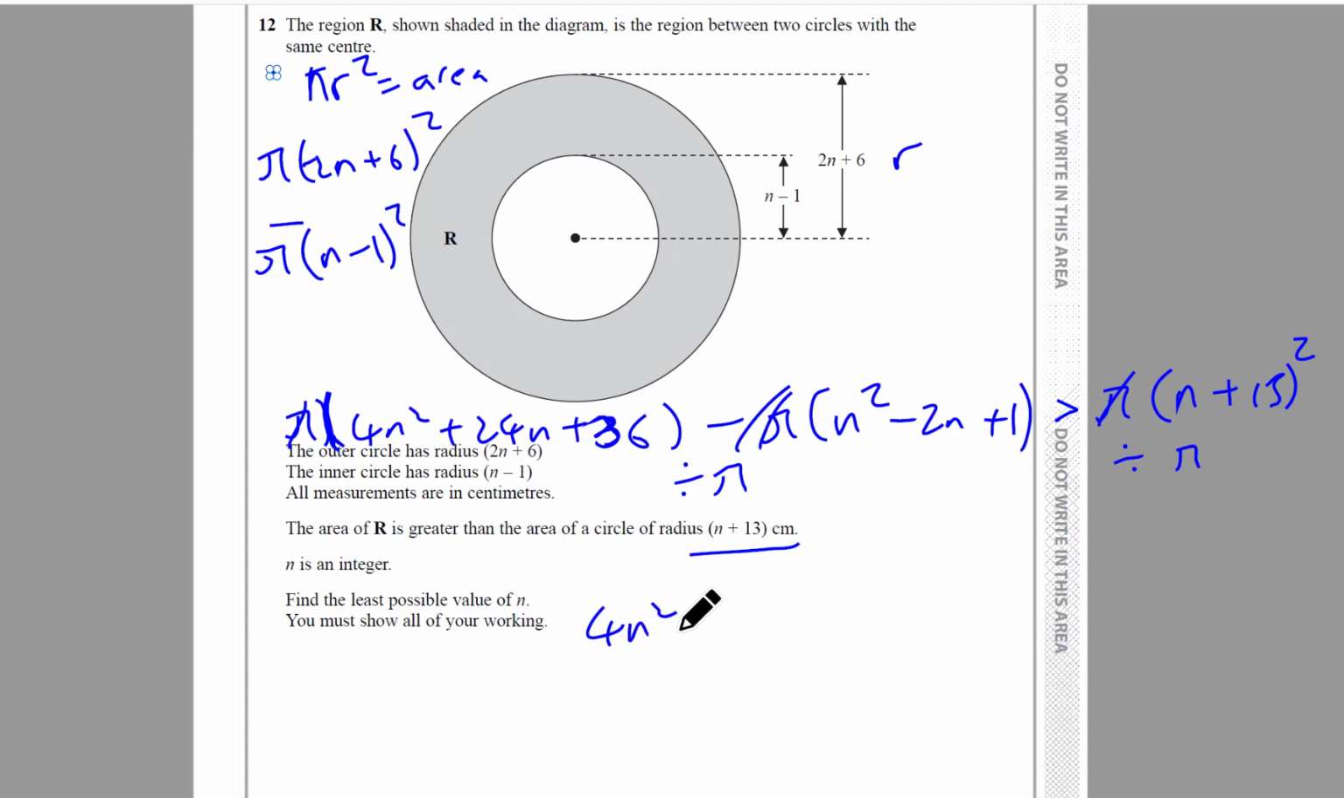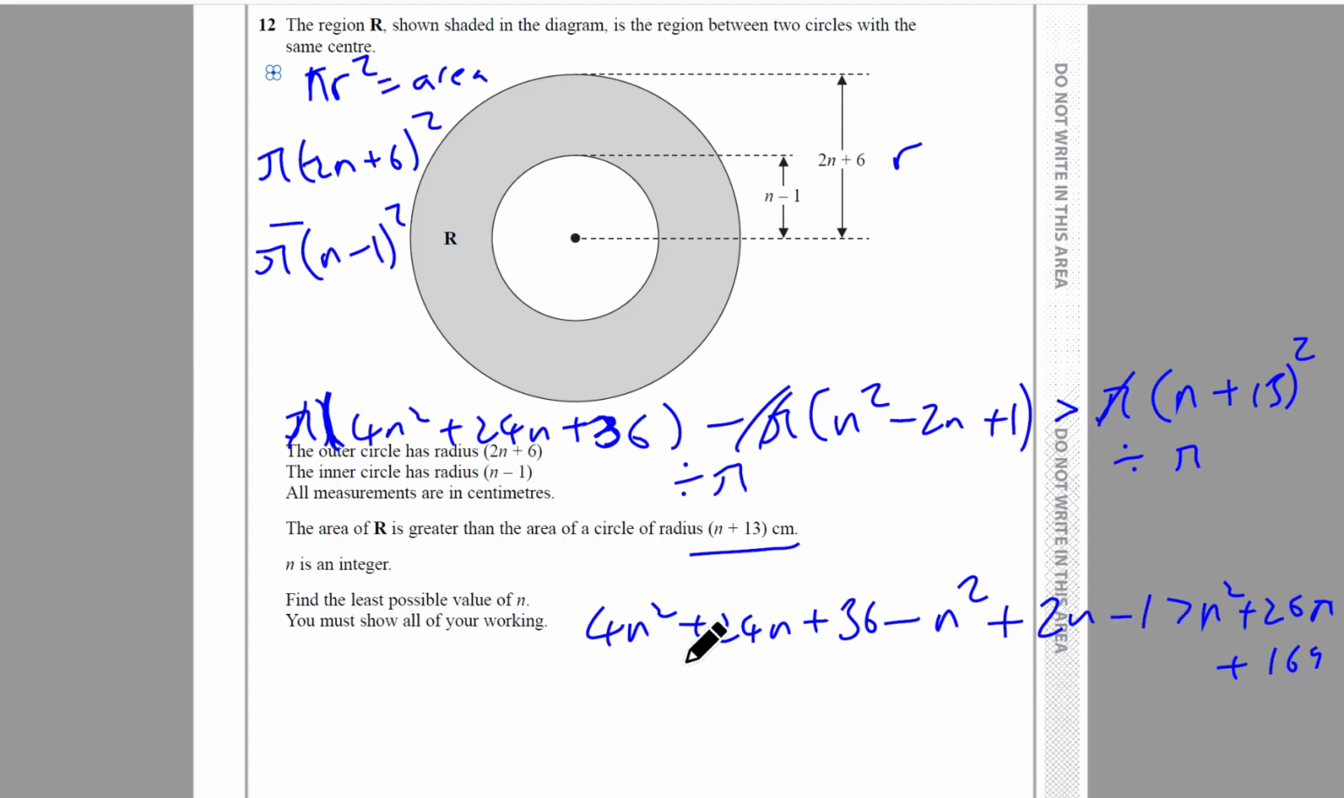4n squared plus 24n plus 36 minus n squared. Now remember, this is where everyone goes wrong. You've got minus and a minus in the bracket, so that's going to be plus 2n, and this is where people are going to make a mistake here. Minus 1 is greater than, let's just expand that out now, n squared plus 26n, and I'm going to run out of space, plus 169.